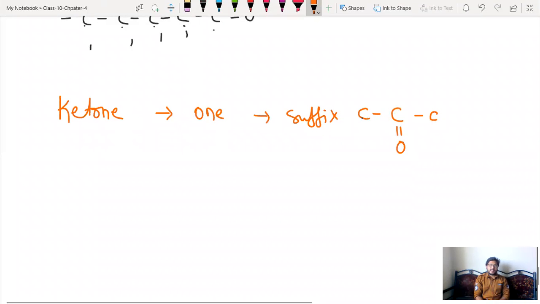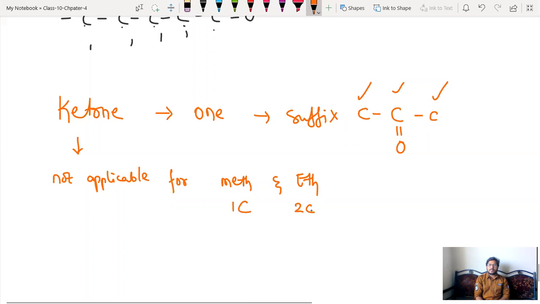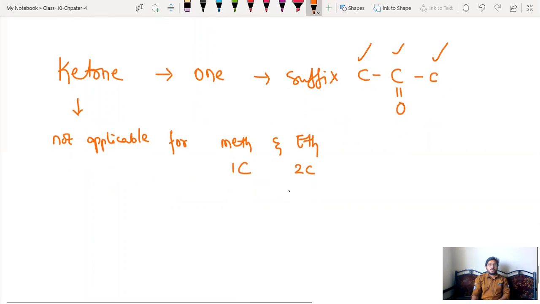Now, this ketone is not applicable for meth and eth. Why? Because this side carbon should be present, this side carbon should be present. Middle, it is obviously carbon. How many carbons are there? 3 carbons. Meth means 1 carbon, eth means 2 carbons. So with 1 or 2 carbons, you cannot get a ketone.